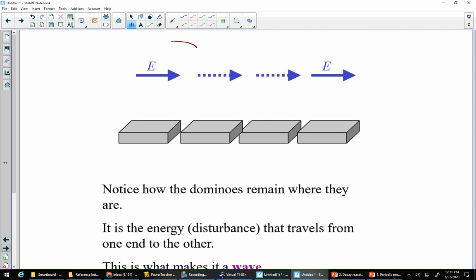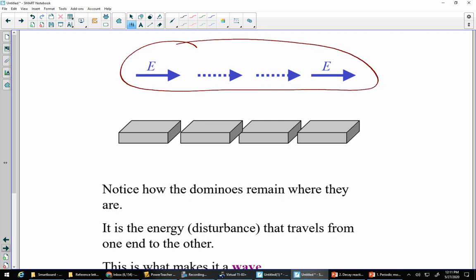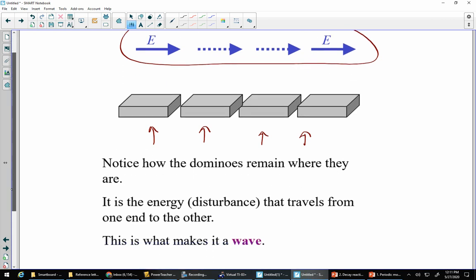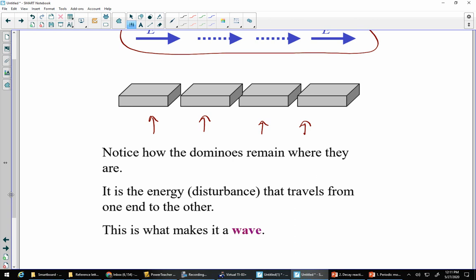Notice how it is the energy that has moved. Did the dominoes really go anywhere? I mean, they fell over, but they didn't really go anywhere. So it's just sort of like a disturbance. And this is the big idea of a wave, right? It's the disturbance through a medium. A medium is the stuff that the wave travels through, that allows that energy to travel from one place to another.